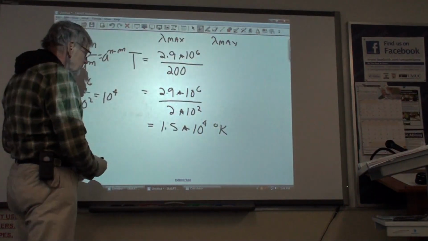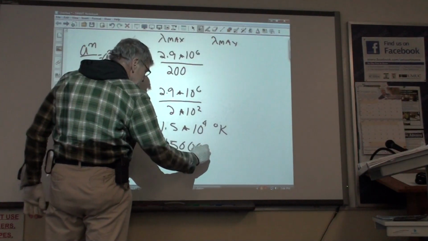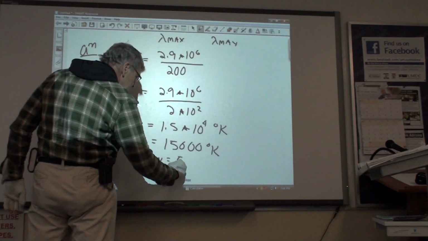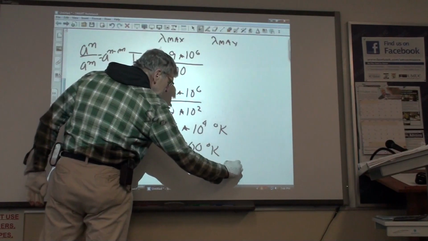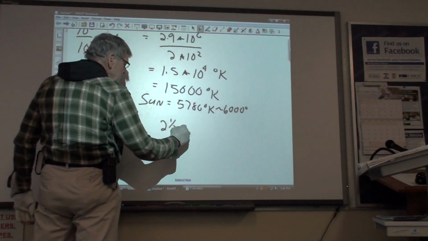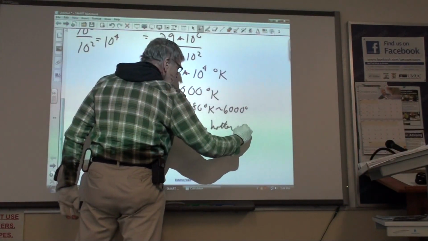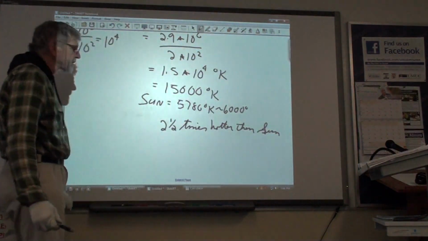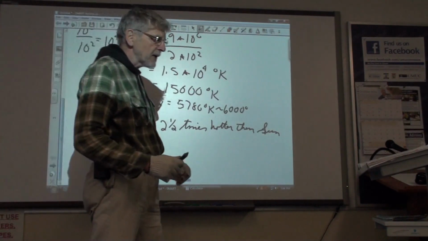They want to know how this compares to the sun, so this is about 15,000 degrees, and our sun is at 5780 degrees Kelvin, which is approximately 6,000 degrees Kelvin. So you see that this is 2.5 times hotter than the sun. So that's our answer: 2.5 times hotter than the sun, and the surface temperature is 15,000 degrees.